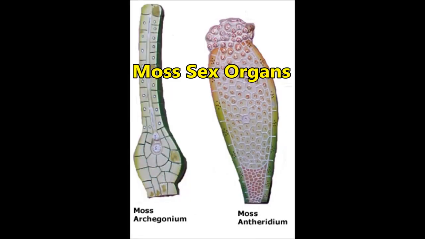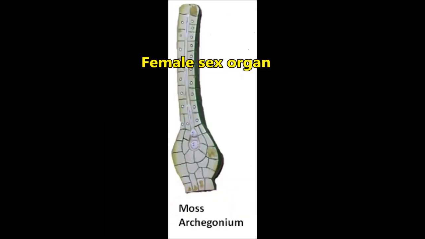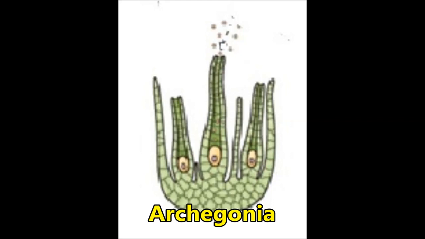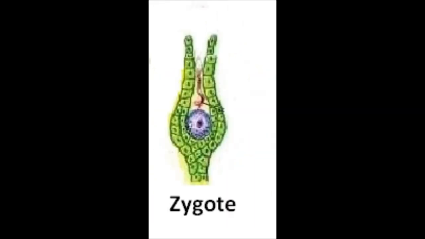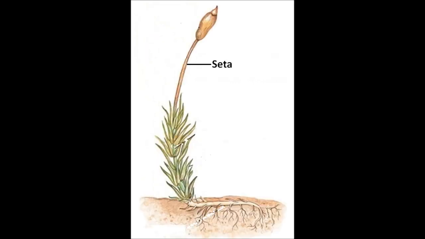Sexual reproduction is by forming male and female gametes. Male sex organ is called antheridia and female sex organ is called archegonia. After fertilization, the zygote develops into a sporophyte. The sporophyte consists of 3 structures: foot, seta, capsule.